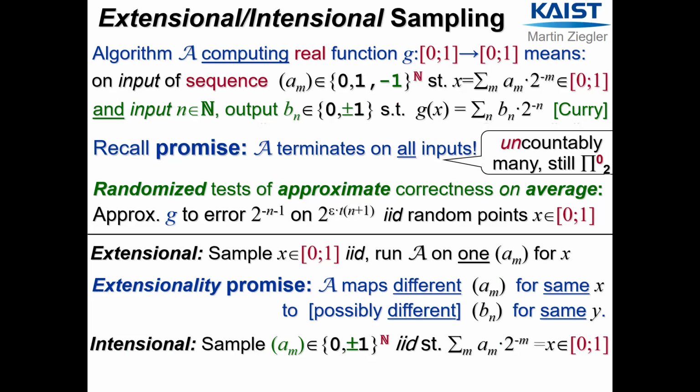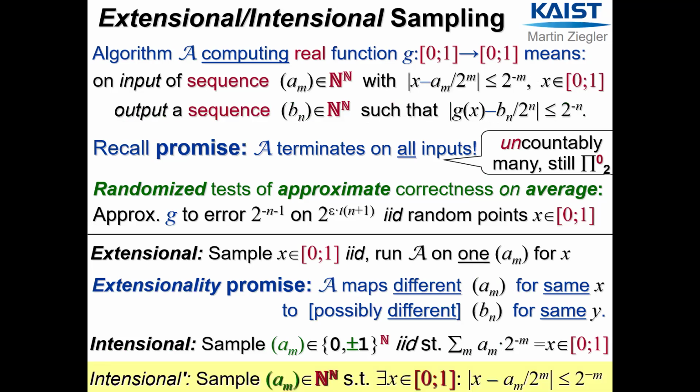How difficult is that promise? That's another Pi-0-2 promise. So logically, still first order logic, but also as hard as the first promise that the algorithm terminates on all inputs.